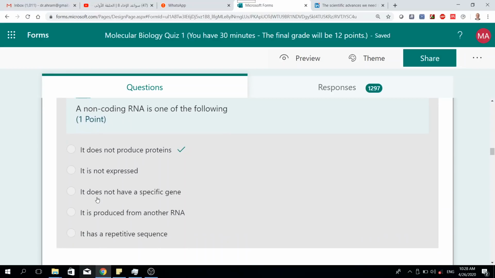A non-coding RNA is one of the following. The definition of a non-coding RNA is that it does not produce proteins. It's not expressed? No, because it can be transcribed, so it can be expressed, okay? Except that it cannot be translated. It doesn't have a specific gene? No, it does. It comes from a specific part of the genome. It is produced from another RNA? That's not right. It's produced from DNA. It has a repetitive sequence? No, who said that? No one said that. So the definition of non-coding RNA is it does not produce proteins.